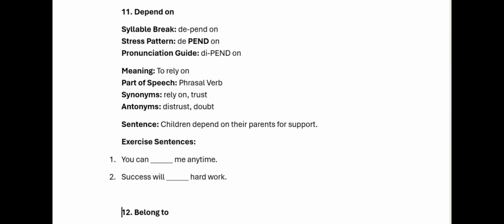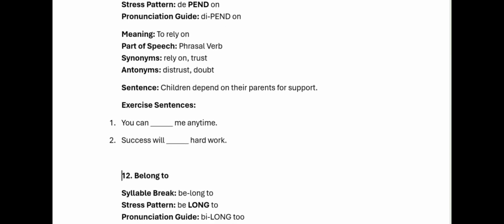The meaning of the word is to rely on, R-E-L-Y, rely on. A phrasal verb when it comes to parts of speech. The synonyms are rely on, trust, or depend. Opposites are distrust. You have the word trust, and the prefix dis makes the word into an opposite form. Distrust and doubt. The sentence is: Children depend on their parents for support. Exercise sentence: You can depend on me anytime. Don't forget the preposition on, or the modal verb can. You depend on me anytime? No, you can depend on me anytime.